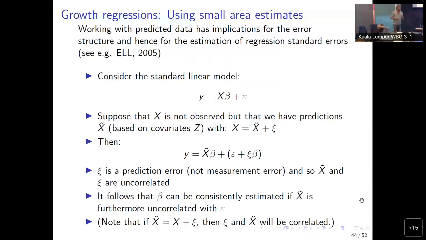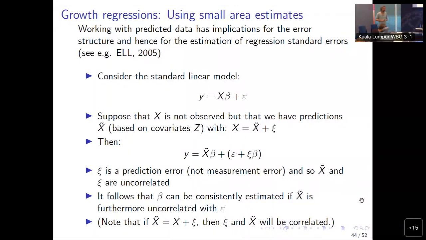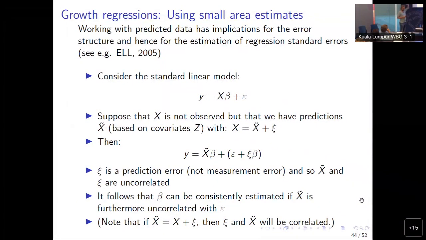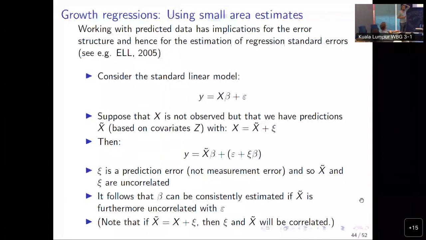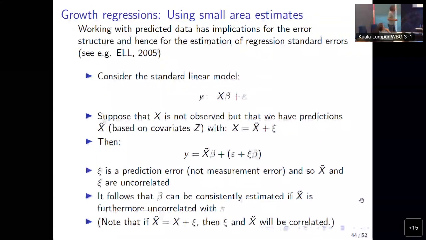Okay, but there are some issues. Obviously, small area estimates of inequality or poverty, etc., are not observed data, right? So they are predictors of the inequality at the small area level. And that has some implications that you should account for when you do this type of regression analysis. For whoever is interested in the nitty-gritty details of this type of work, Chris Elbers and his co-authors have a 2005 paper in the Journal of Economic Geography that delves into this in much more detail. And if any of you are interested in finding the paper, just send me an email and I'll share the paper with you.